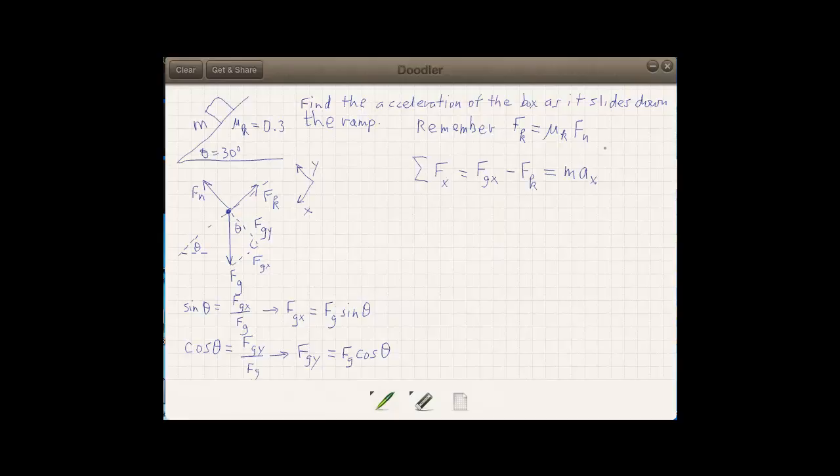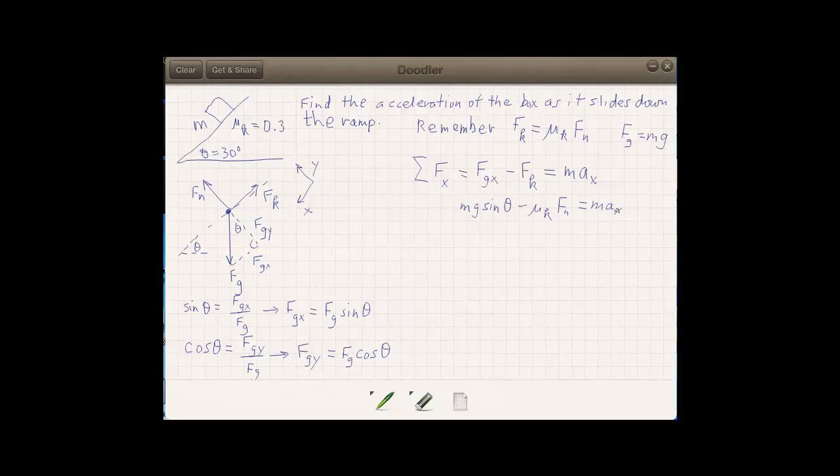And remember that Fg, the force of gravity, always has a magnitude that's given by the mass times g, the gravitational acceleration due to the Earth. So we can write down Fgx is Fg sine theta, or it's mg sine theta. And minus, now F sub k, the force of friction, is equal to the coefficient of kinetic friction times the normal force. Okay, we substituted in for those. Those are equal to ma sub x.